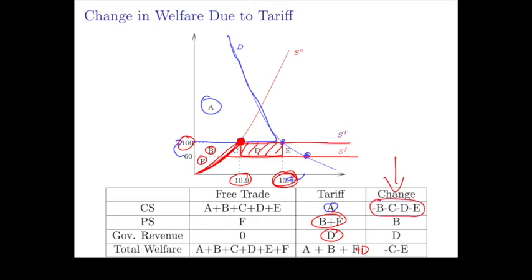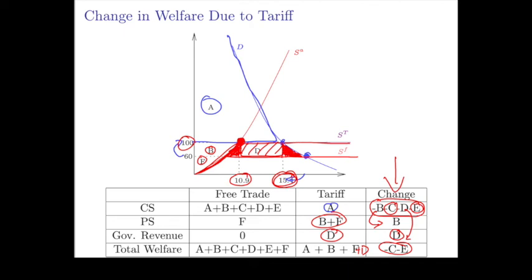The American producers used to get only F, but now they get B and F. So B goes from the consumers to the producers. The government revenue is D. It used to be part of the consumer surplus, but now it's collected as government revenue. These portions C and E, however, are lost forever. And that's the deadweight loss. So this little area C and this little area E are the deadweight loss.